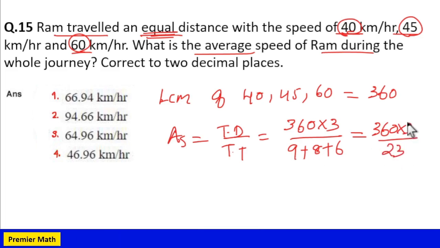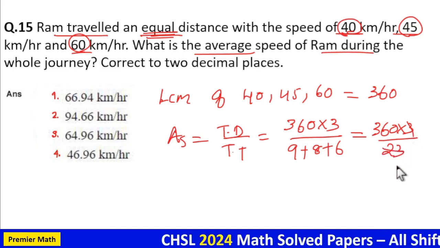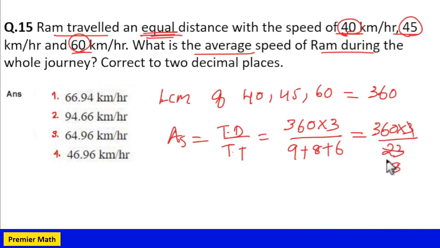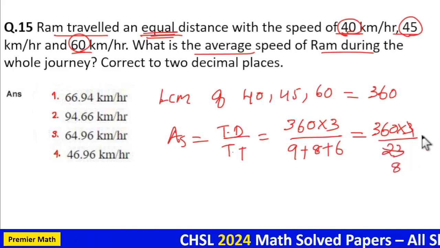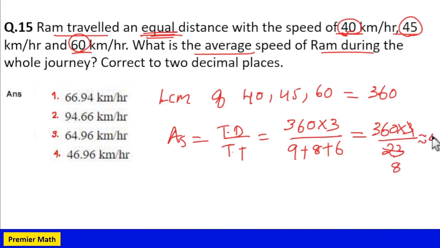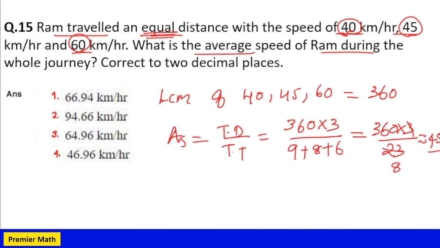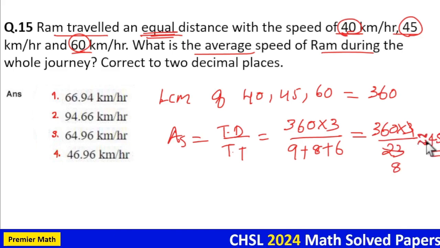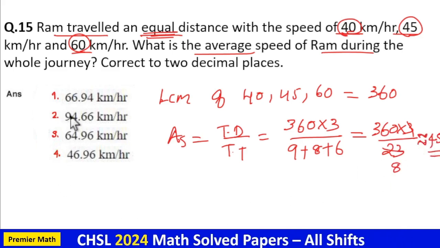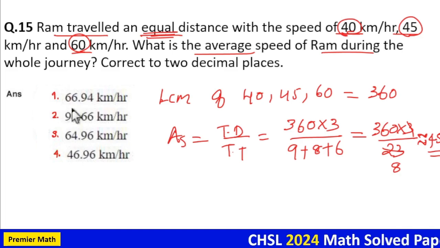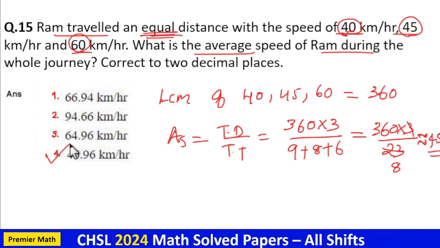Now if I consider this as 24, 3 goes 8 times in 24. Now 8 goes 4 times in 32, remaining 40. So 8 goes 5 times in 40. So this is around 45. Around 45, because we have too much difference between the options. So option 4 is your answer.